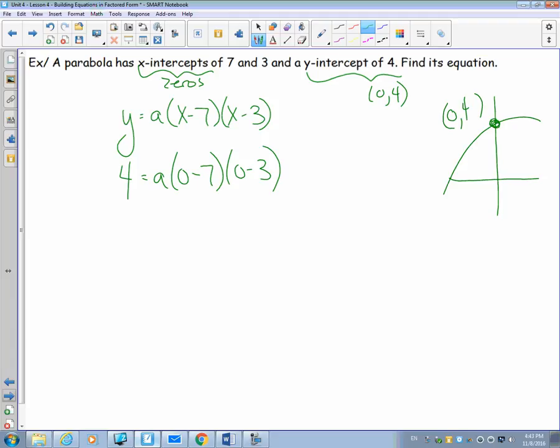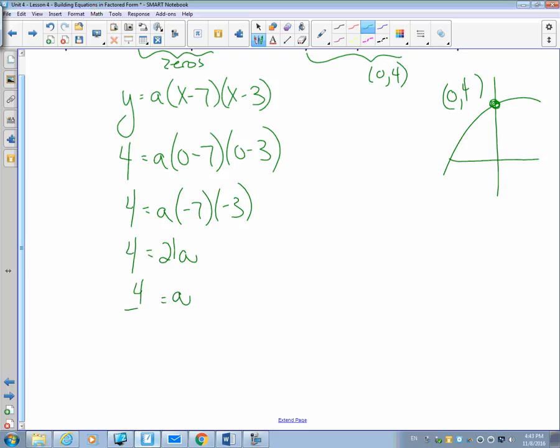Okay, I need to solve for a. So a, inside the brackets, -7, -3. Multiply it all together, we get 21a. And if I want to divide it out, I've got to divide both sides by 21. Well, 4 doesn't divide by 21 very nicely, so who cares? Leave it that way. Our equation is y equals 4 over 21, x minus 7, x minus 3. There's the equation, factored form.